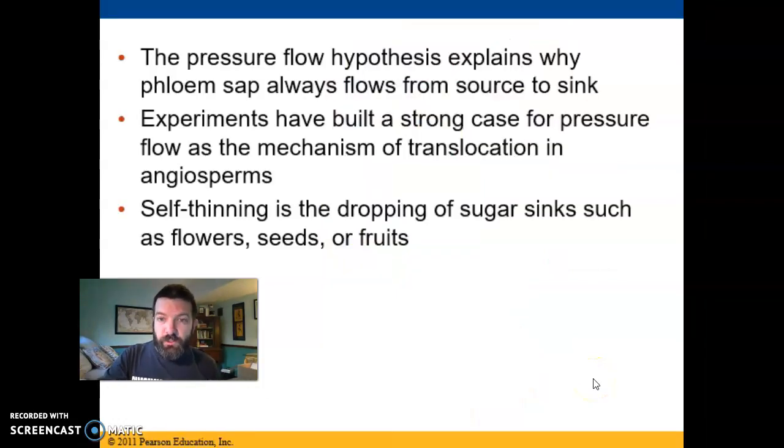Leaves tend to be sources, fruits or flowers or seeds tend to be sinks, and storage organs can be, again, sinks in the summer or sources over the winter and in the following spring. So we don't always move up or down, we move from source to sink in phloem.